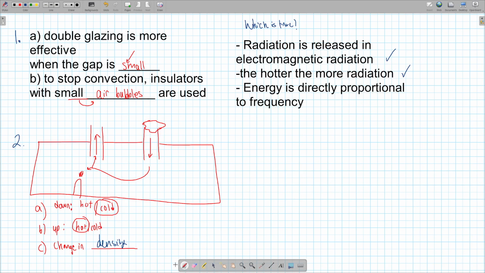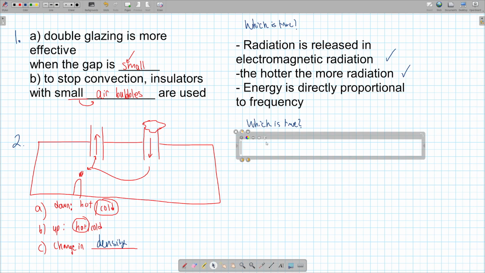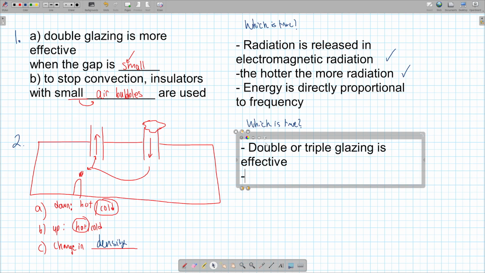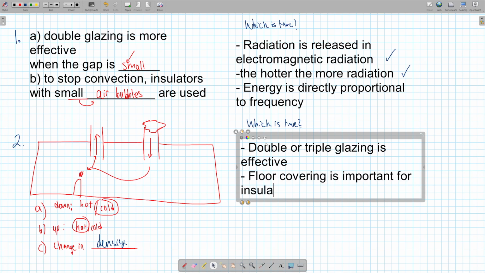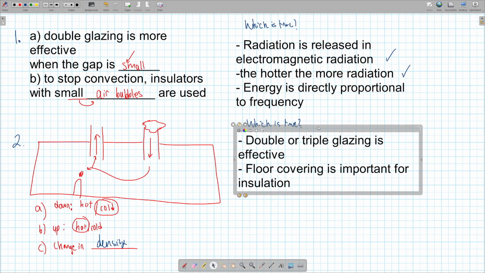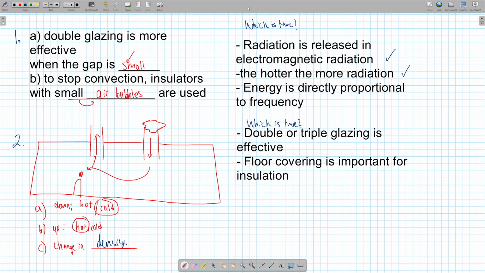What else did we have? Just a calculation question. Okay. Again, which of the following is true? Another one, which is true. This one is about home insulation. You had to choose: double or triple glazing is effective, and the other answer was floor covering is important for insulation. Okay. We could say this is question 3. It's question 4. What else did they give you?